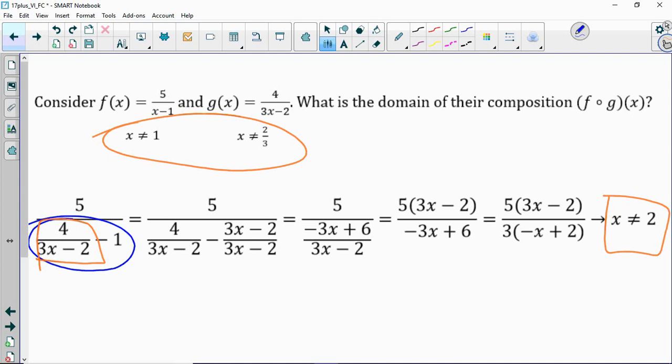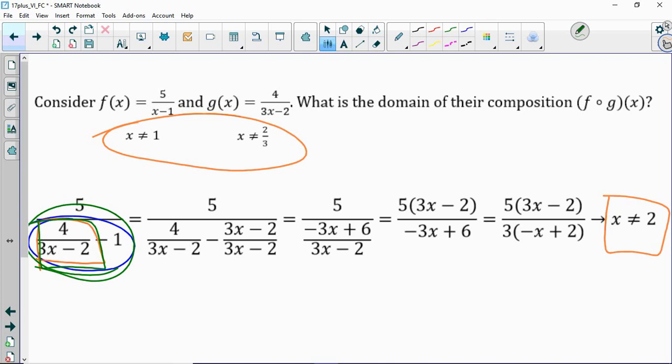But I got to consider something else, because in the very first step, back here, we have a fraction. And that fraction is 4 over 3x minus 2. And that fraction doesn't exist if x is equal to 2/3.